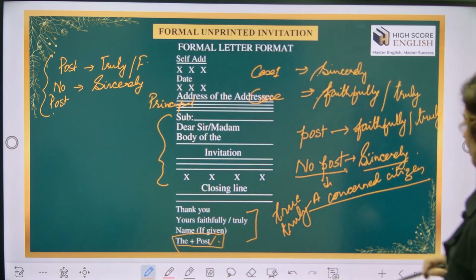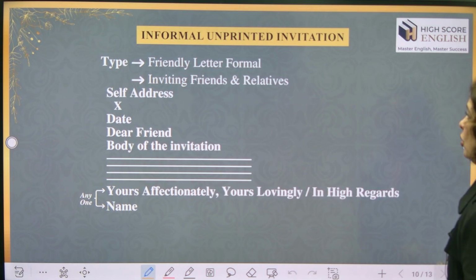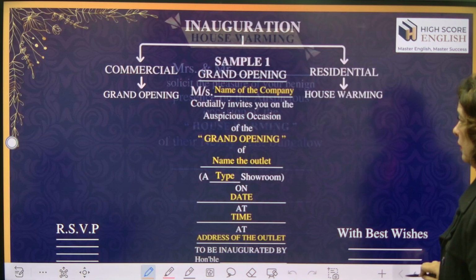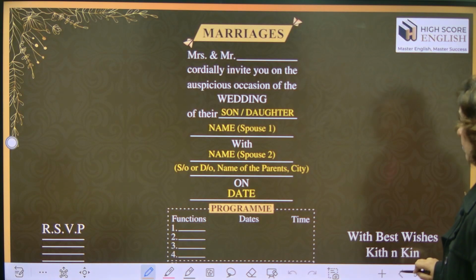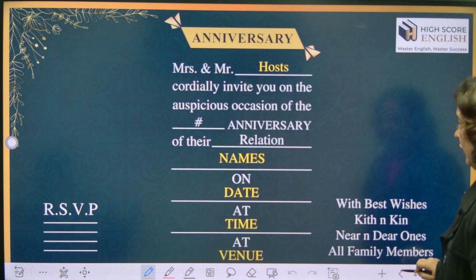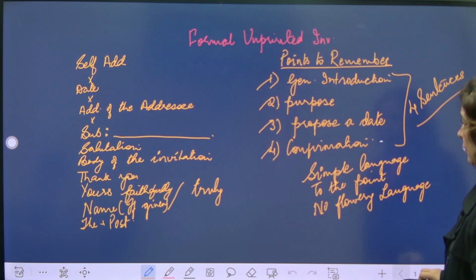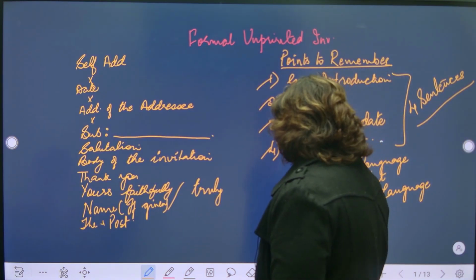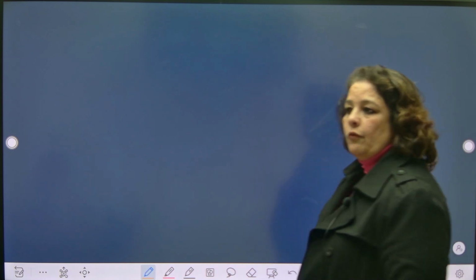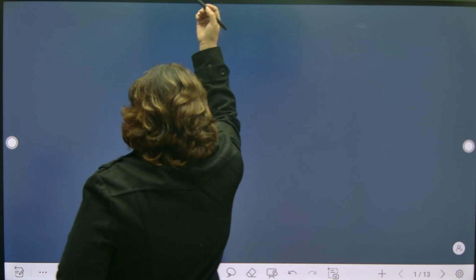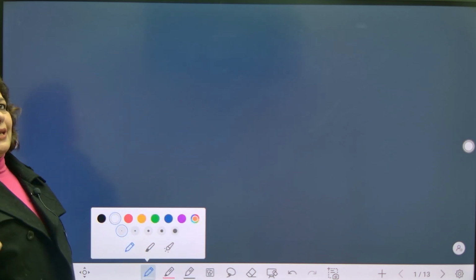Clear? Do you want me to do one example with you? Let me do one example with you. Okay? I need a blank page and let's get there. Fine. I'll do it, because obviously this is from one post to another post. Let us start by inviting somebody as the chief guest.